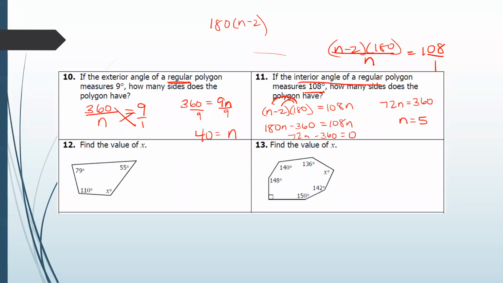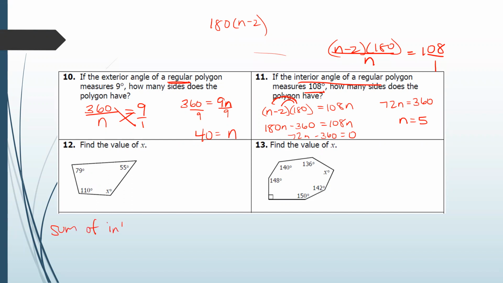Okay, let's look at number 12. Number 12, we have an irregular polygon. Okay, we have an irregular quadrilateral. It has 4 sides, it has 4 angles, but they are not all equal. So we are going to use that sum of interior angles to our advantage.